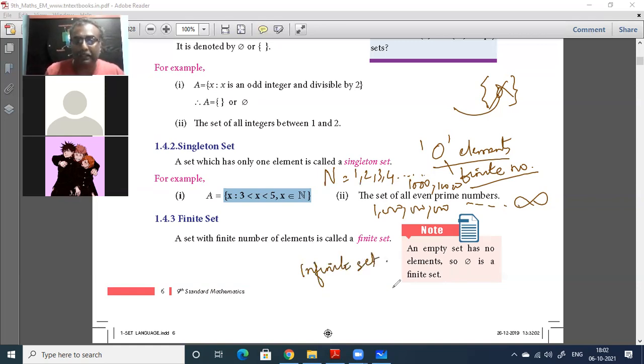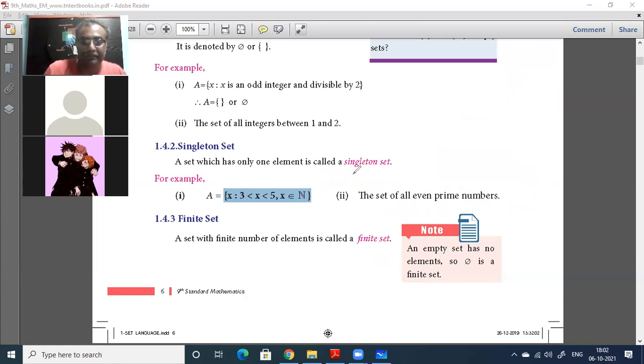The set of all natural numbers less than or equal to 1,000. That is a finite set. So 1, 2, 3, ellipsis up to 1,000. That is a finite set, natural numbers. But if you just say set of all natural numbers without any qualification, that is an infinite set. Okay. So remember all that. An empty set is actually a finite set because it has how many elements? 0 elements.